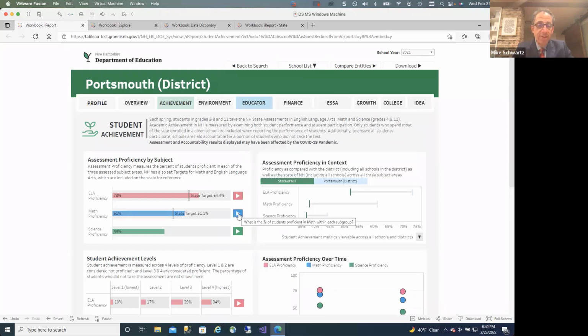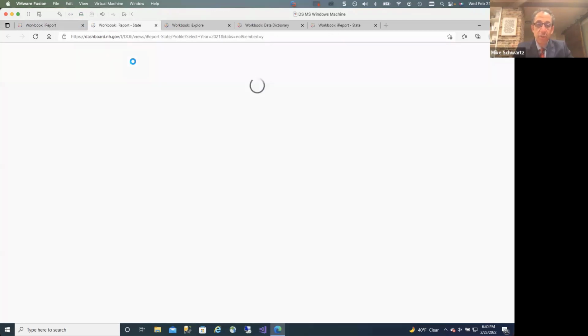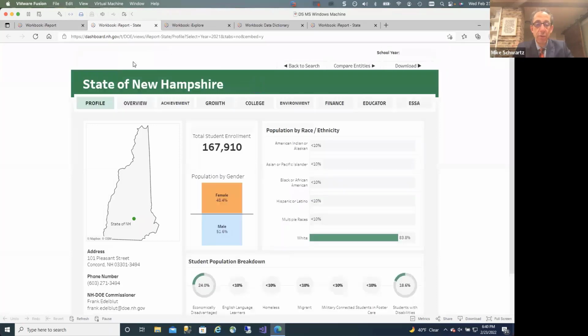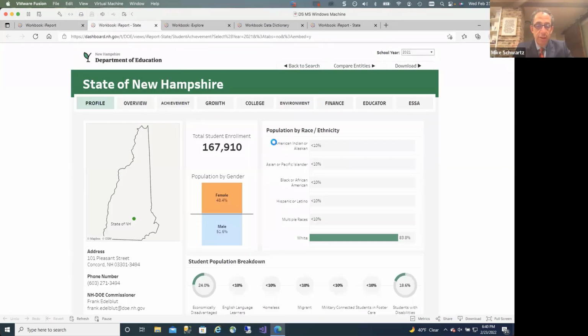So if I want to look at how the state did, one way to do that is if you go to the bottom of here, there's something called state reports. If I click on the state report, it's going to bring me to the same kind of look and feel, this iReport, but now this is a report card for the entire state. So here, we were looking at Portsmouth. Now we're looking at the entire state.